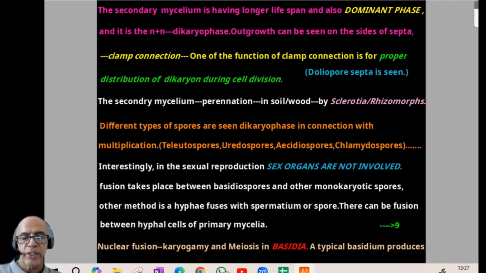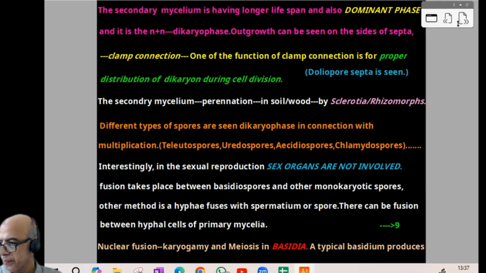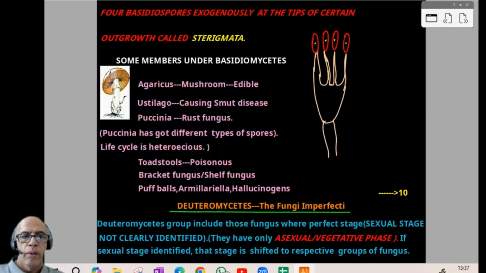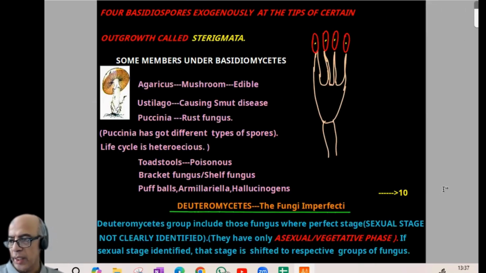Sex organs are not involved in sexual reproduction; other types of fusion take place. Nuclear fusion, karyogamy and meiosis occur in the basidia. A typical basidium produces four basidiospores, exogenous at the tips; you can find the diagram. The stalks are called sterigmata. Then members coming under Basidiomycetes. Then came Deuteromycetes, fungi imperfecti.